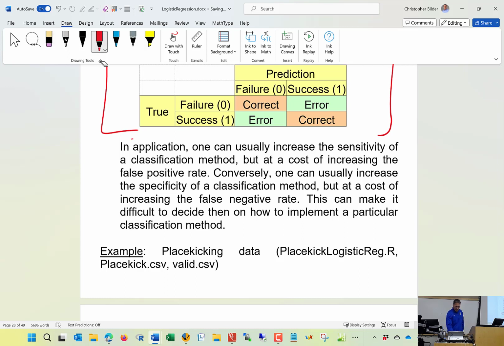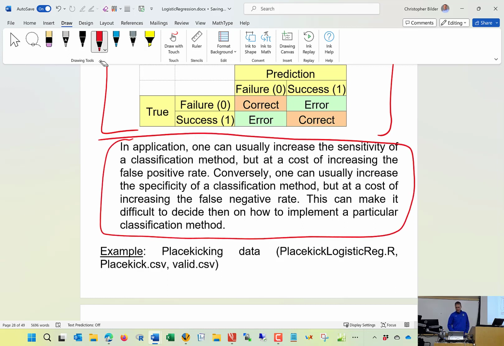Now, before we get to an example that illustrates some of this, in application, one can change what that cutoff probability is so that it increases or decreases the sensitivity. If you increase the sensitivity, it will, generally speaking, cause the specificity to go down. Vice versa as well. If you change that cutoff probability to increase the specificity, it will cause the sensitivity to go down. So there's a give and take.